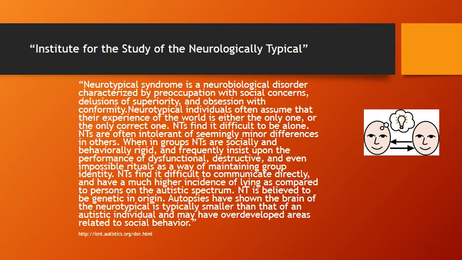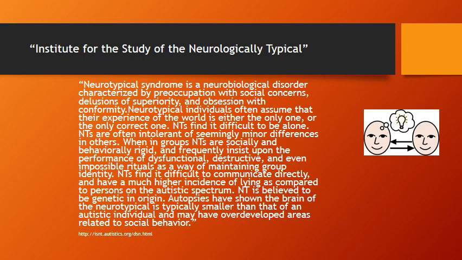I just wanted to read this out loud because I love this. It's from the Institute for the Study of the Neurologically Typical, which is part of autistics.org. And this is called the DSN, which some of us might notice as a nod to the DSM. So here we go.